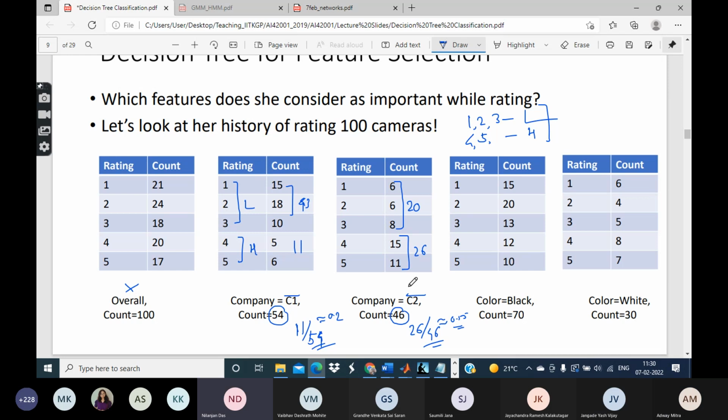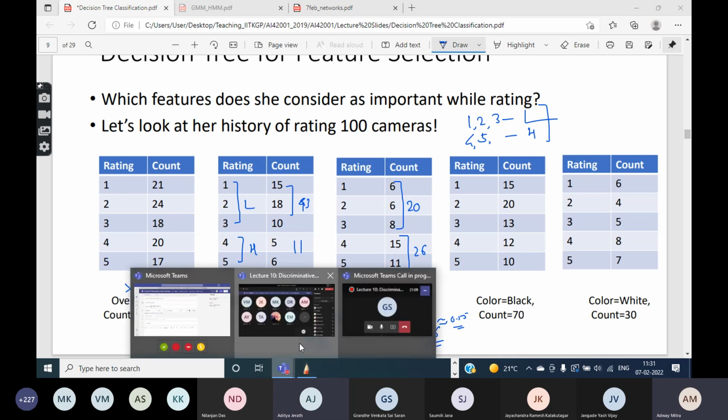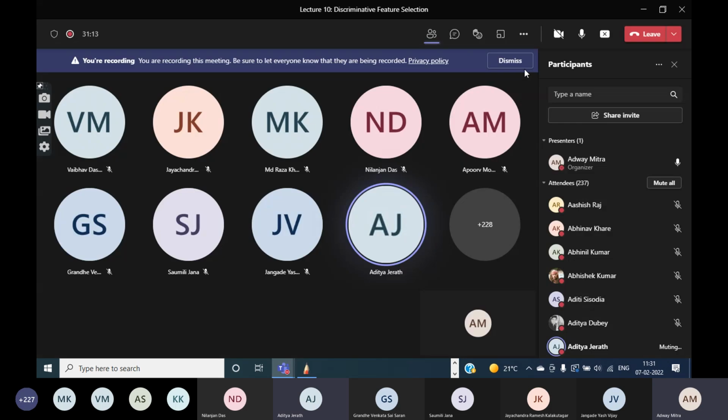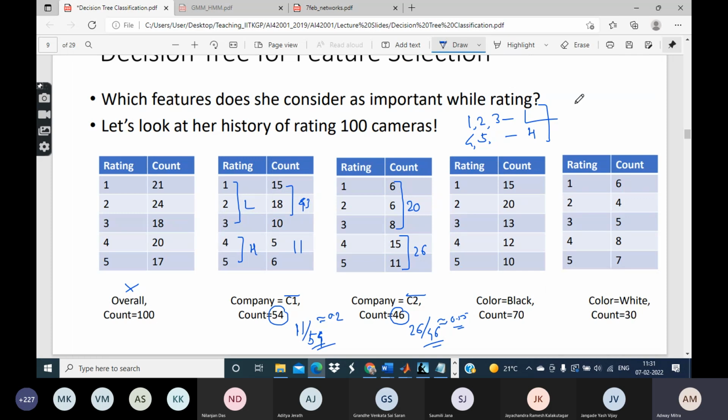It may not be the case, because inherently company C1 is producing cameras which are not suited for her. Yes, right. So both answers may be right. It's possible that a user has a certain bias towards some company. So it may happen that she has some bias against company C1 and some bias in favor of company C2. That is also possible.